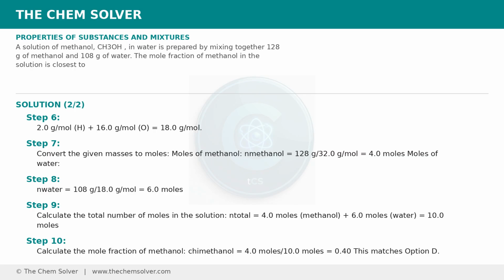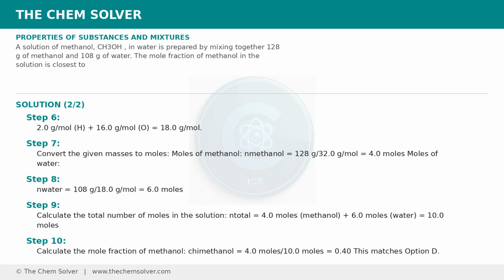Calculate the total number of moles in the solution. n total equals 4.0 moles methanol plus 6.0 moles water, equals 10.0 moles. Calculate the mole fraction of methanol. Chi methanol equals 4.0 moles over 10.0 moles, equals 0.40.